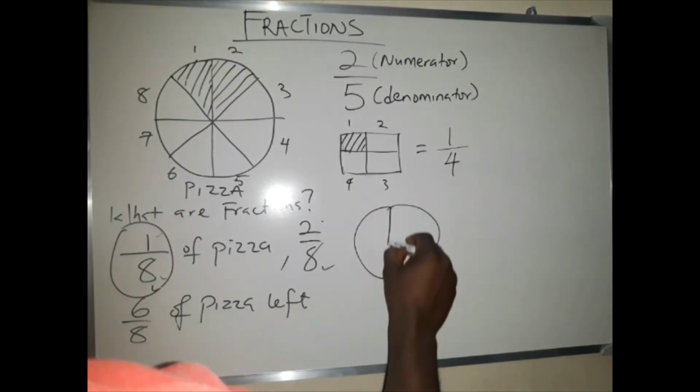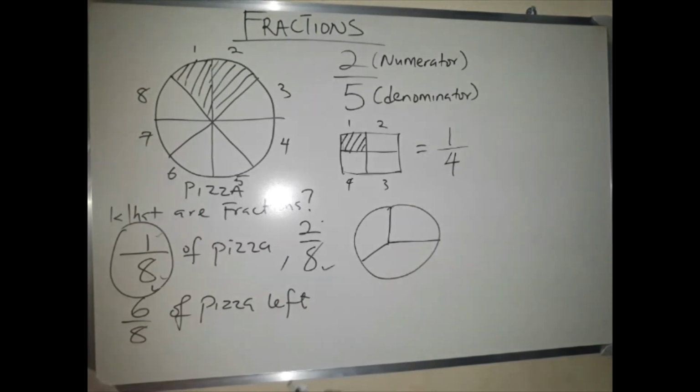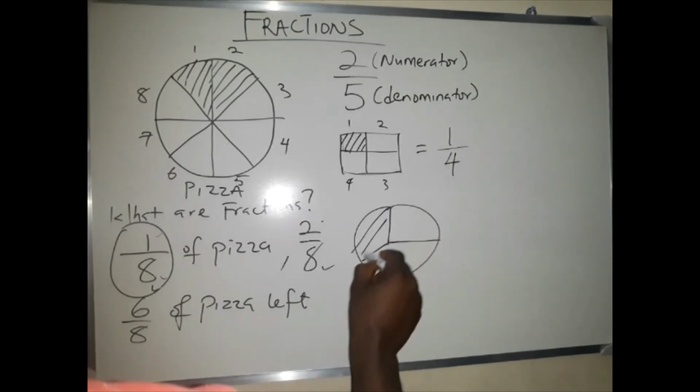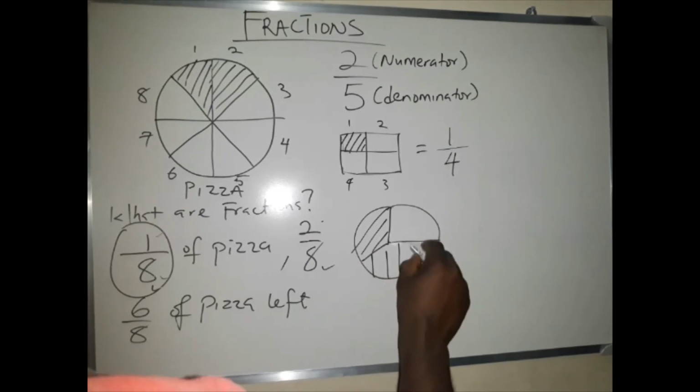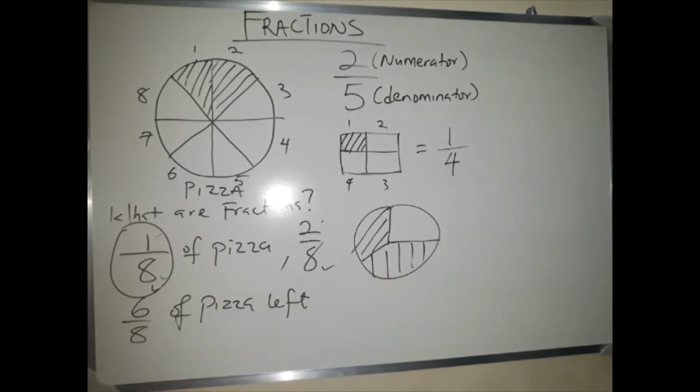Look at another example here. Let's call this a circle, and let's divide the circle into 3 parts. And then we'll now shade 2 out of the 3 parts. And the question is still the same. Write the value of the shaded portion.